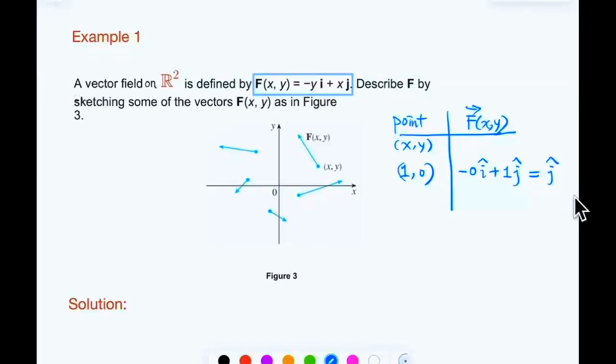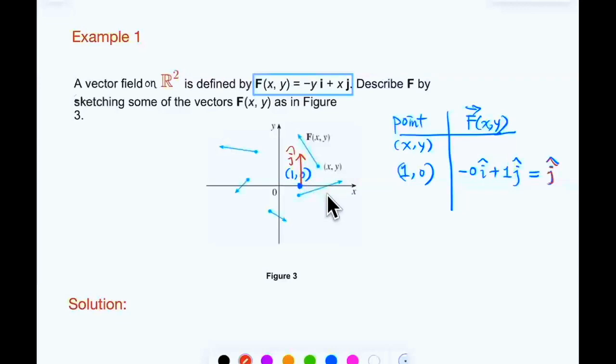So at (1, 0), which is this point over here, we're going to associate this vector j. j is a vector pointing upward, that's the j vector. So you will have a vector here associated with this point. That's the output of this vector field at this point.